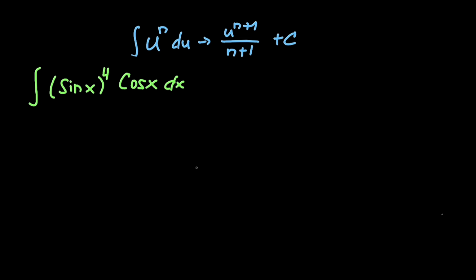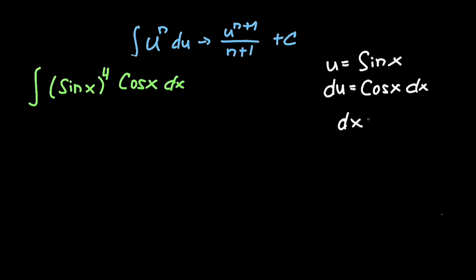Try this. The integral of sine x raised to the power of 4 multiplied by cosine of x dx. U here would be sine of x. du would be the derivative of sine of x, which is cosine of x, multiplied also by dx. So dx would be du over cosine of x.